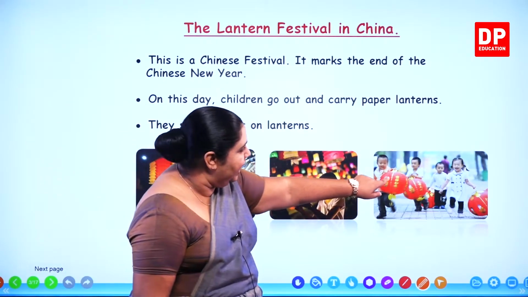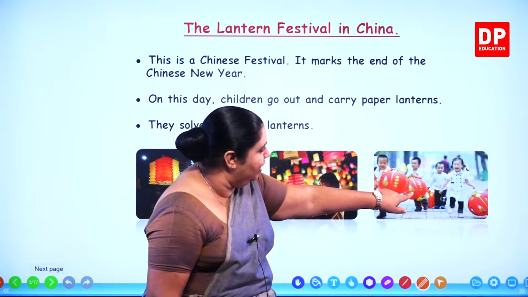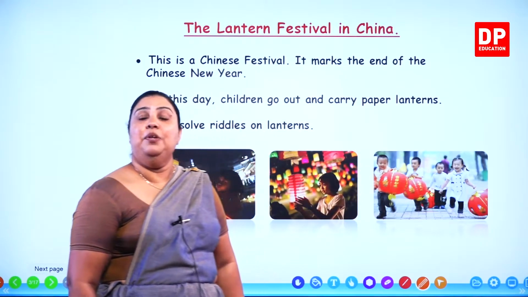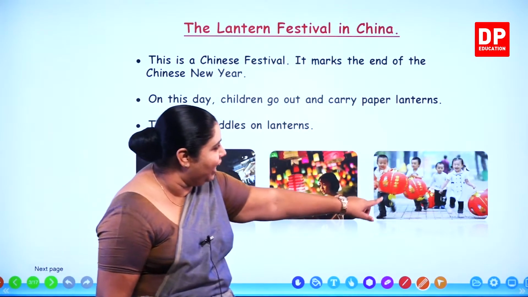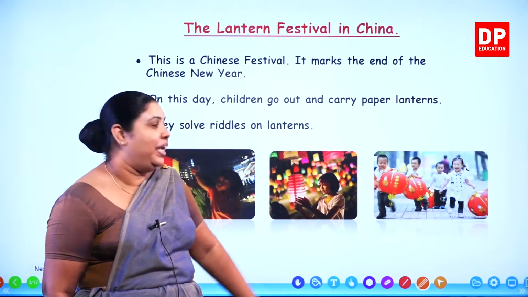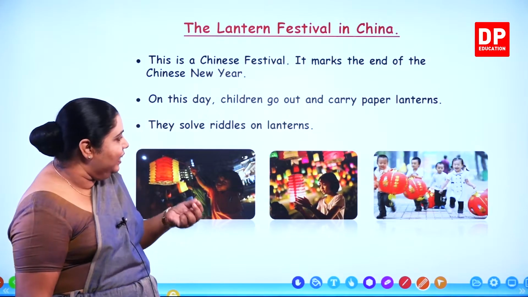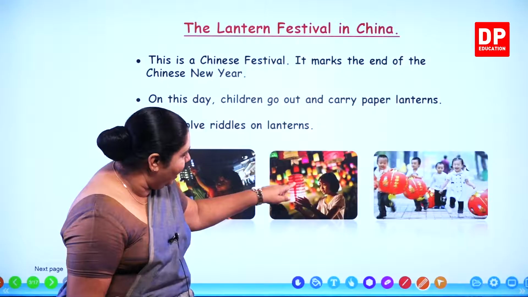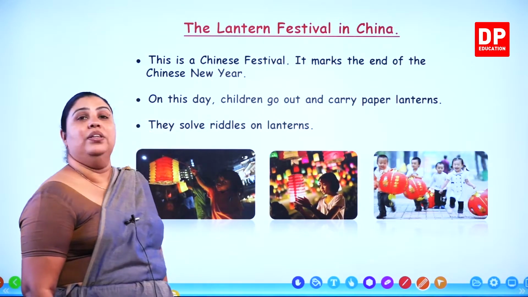Can you see there is something written on these little paper lanterns? They are carrying them. Can you see how happy they are? Look at their faces. They are running with the lanterns, right? And there are little riddles. Can you see? Look at the second picture. There she's trying to read the riddle written on the lantern.